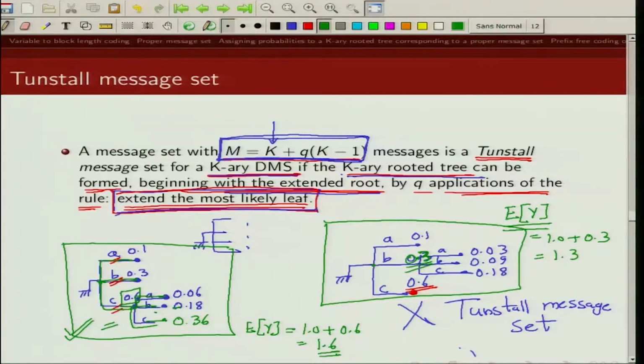So clearly you can see, if I extend the most likely leaf, then that leaf becomes a node, right? And the probability of the node gets added to the expected value of Y. So if every time I am extending the most likely leaf, then that leaf is becoming a node and its probability is getting added to the expected value of Y. So the expected value of Y will be maximum when I extend the most likely leaf, and that is why a Tunstall message set will maximize my expected value of Y.